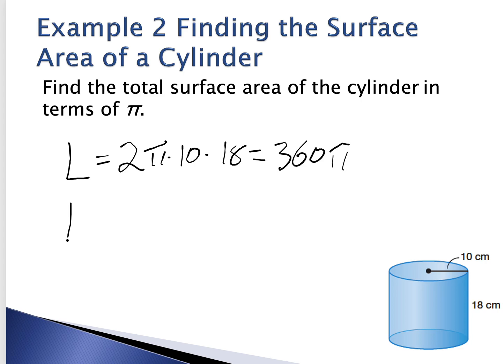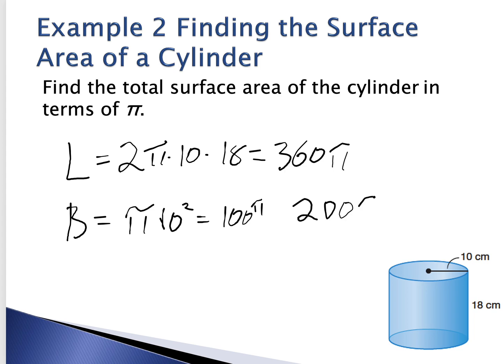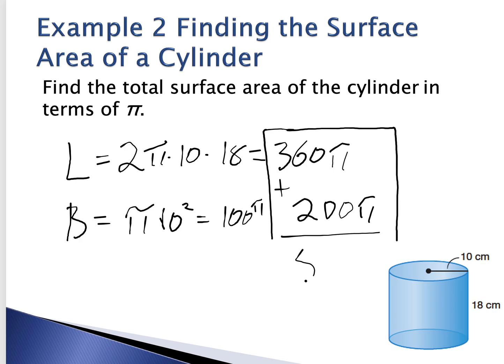Now let's find the area of one of our bases, pi times radius squared. We're using 10 for our radius, so that'll be 100 pi. We're going to multiply that by 2 since there are 2 bases. So we have our lateral surface area, 360 pi, plus our base times 2, 200 pi. And that total is going to be 560 pi as the complete area of our cylinder.